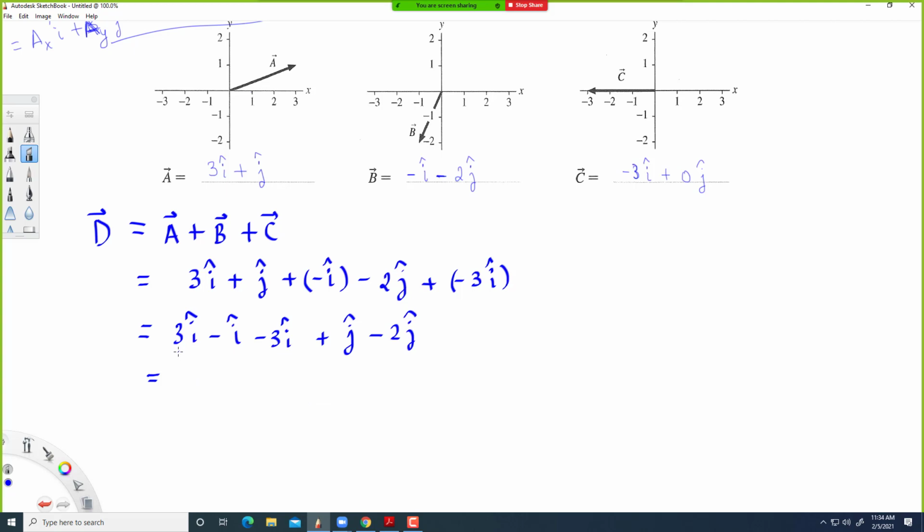So what would be the sum of these 3? All have i hat. So there are 3 i hats here, negative 1 i hat here, and negative 3 i hat here. Negative 3 i hat and positive 3 i hat cancel. So we have negative i hat left, plus j hat and negative 2 j hat. What's the answer? What's the value? Negative j hat, right? So our vector is negative i hat, negative j hat.